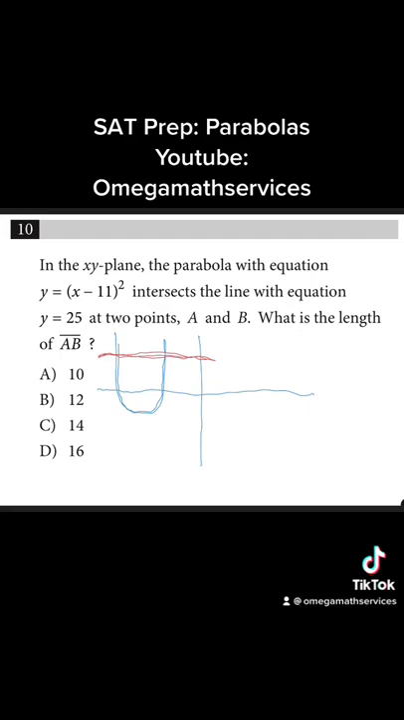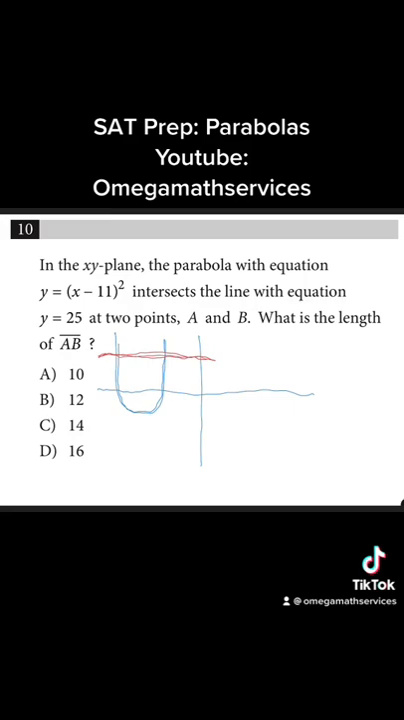So I'm going to encourage you to read the problem, and it says in the xy plane, the parabola with the equation y equals (x minus 11) squared intersects a line with equation y equals 25 at 2 points, A and B. What is the length of AB? So let's draw a diagram.